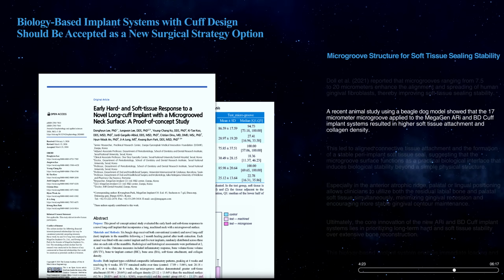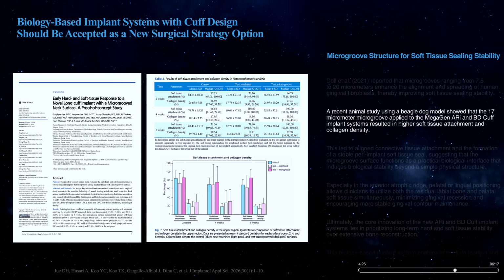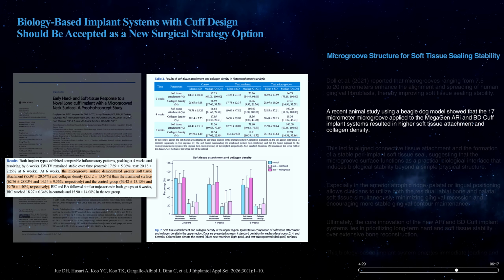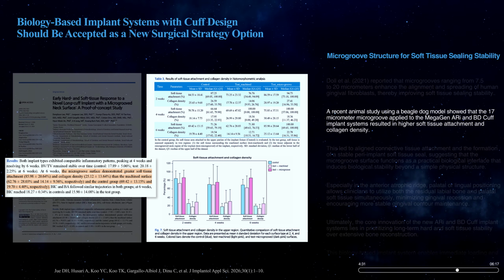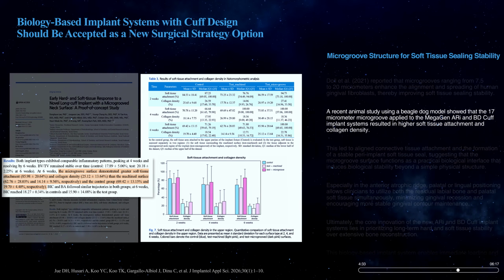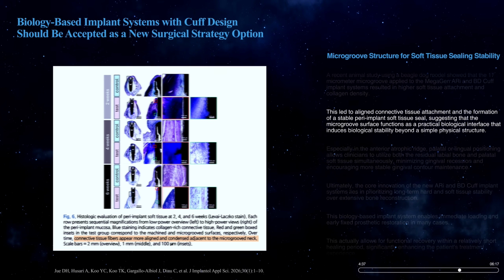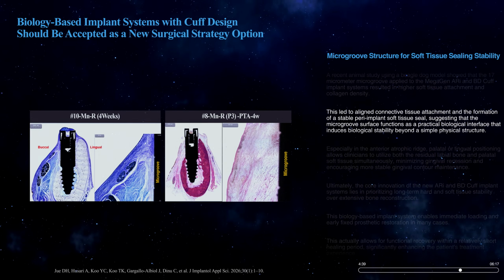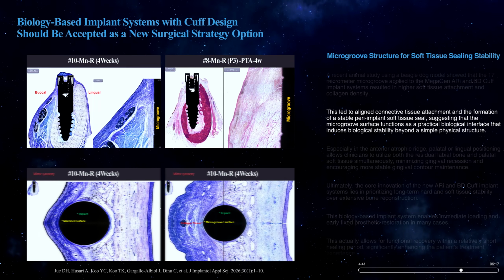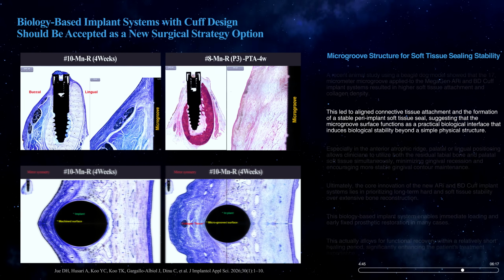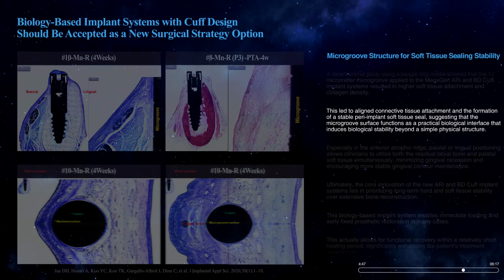A recent animal study using a beagle dog model showed that the 17-micrometer microgroove applied to the MegaGen RE and BD cuff implant systems resulted in higher soft tissue attachment and collagen density. This led to aligned connective tissue attachment and the formation of a stable peri-implant soft tissue seal, suggesting that the microgroove surface functions as a practical biological interface that induces biological stability beyond a simple physical structure.